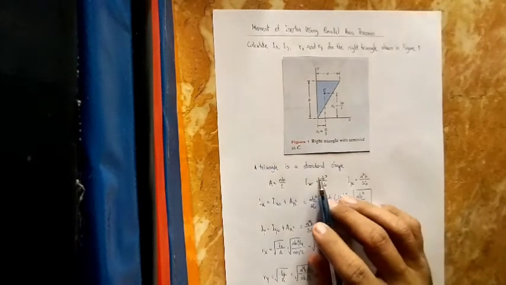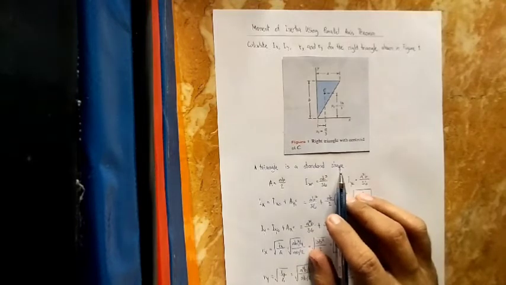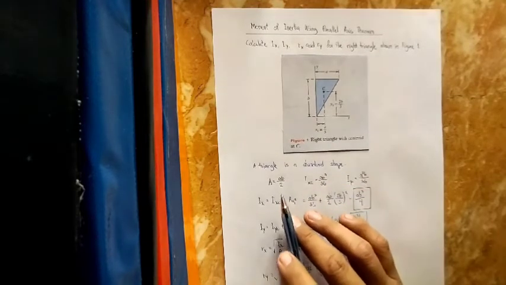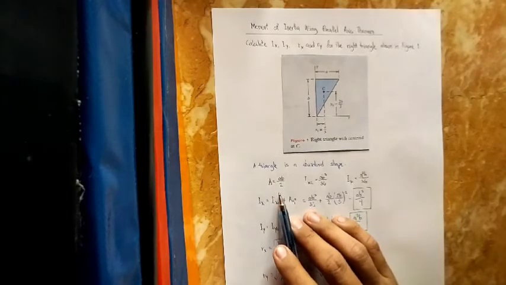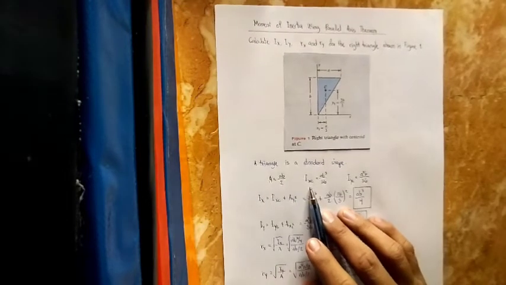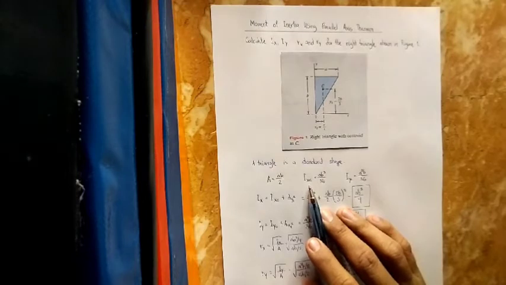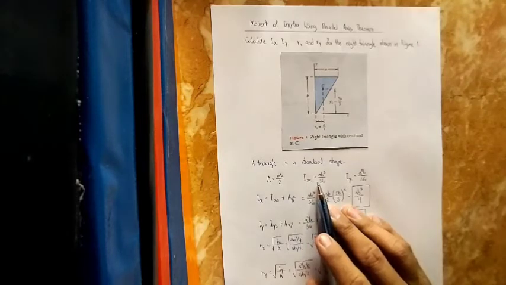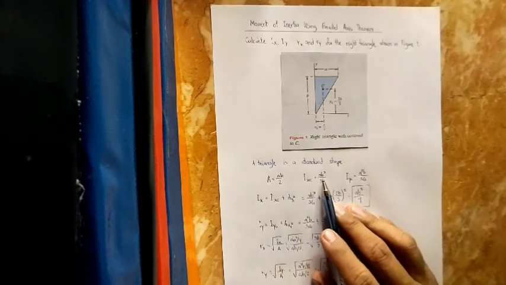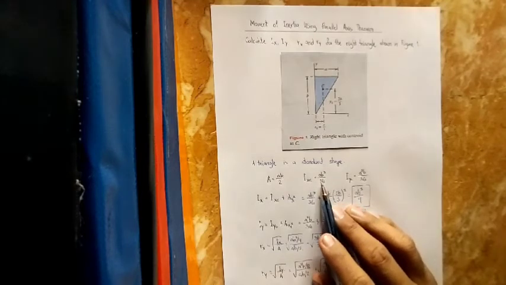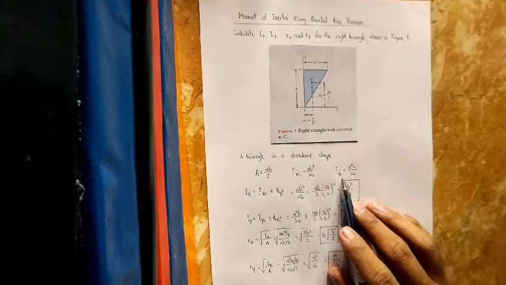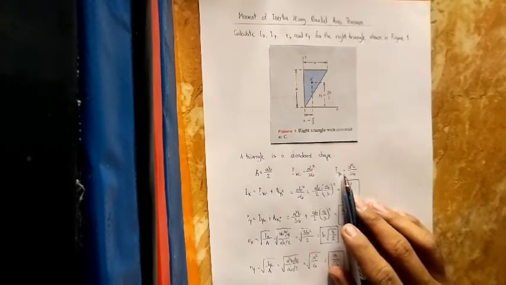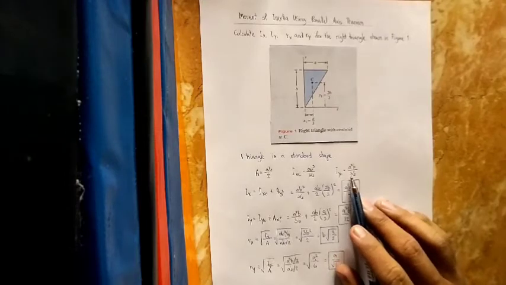Ang triangle is a standard shape. Ito yung formula ng area ng triangle at ito yung moment of inertia at the centroid of x-axis, which is equals to a times b raised to 3 over 36. At ang moment of inertia at the centroid of y-axis is equals to a raised to 3 times b over 36.